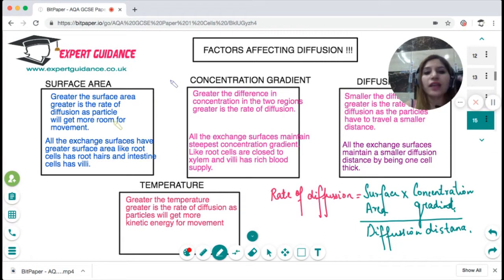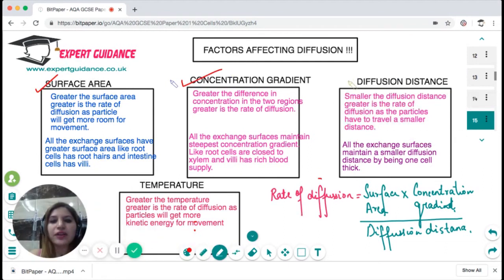Diffusion is dependent on four important factors. One is the surface area. Second is the concentration gradient. Third is the diffusion distance. And fourth is the temperature. Now, the greater the surface area, the greater the rate of diffusion of the particles, because if the surface area is more, the particles will get more room for movement.